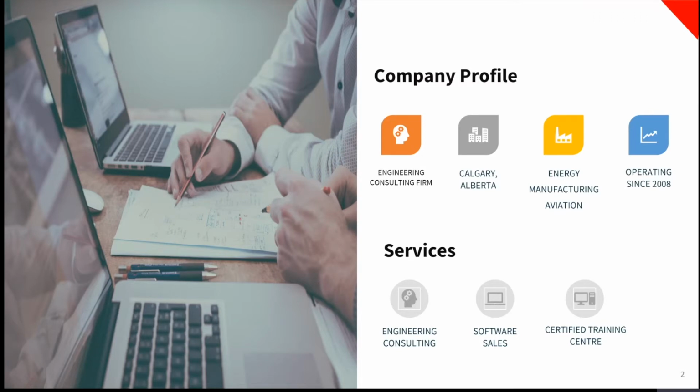ENA2 is an engineering consulting firm based in Calgary, Alberta. Since 2008, we've provided services in a variety of industries, including energy, manufacturing, aviation, marine, and automotive. We also are a certified reseller partner of Dassault Systems' SIMULIA brand of products, and we are a certified training center. So whenever companies buy software from us, we're able to train their employees and ensure that they have the skills and proficiency required to use the software.